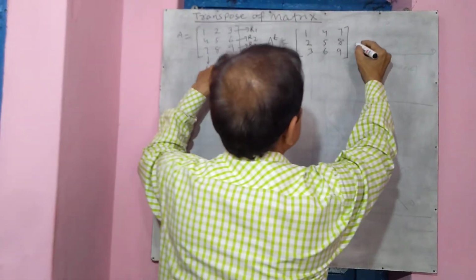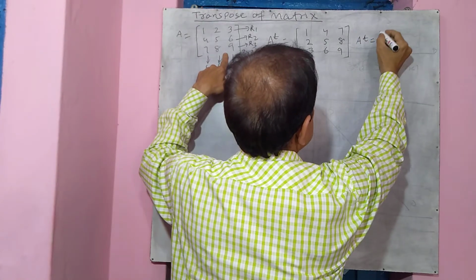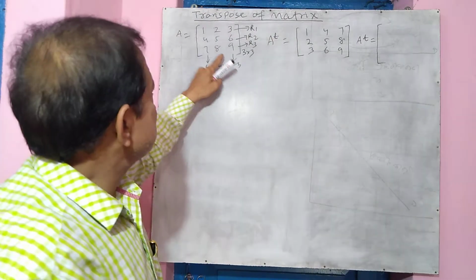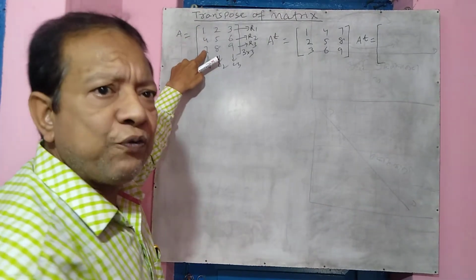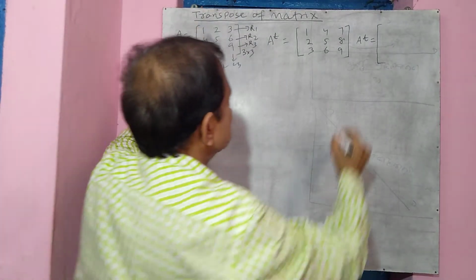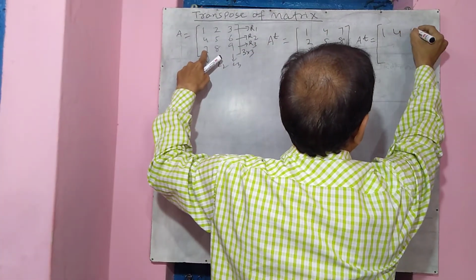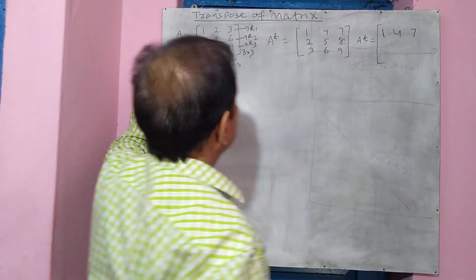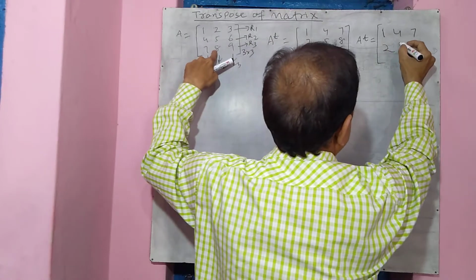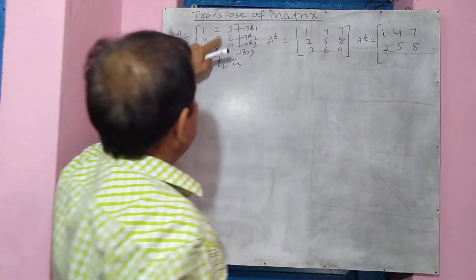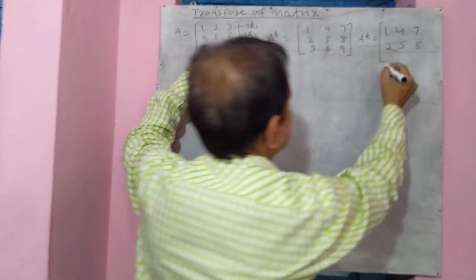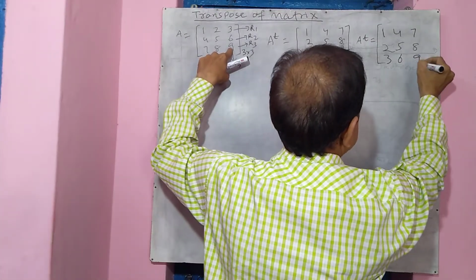Or I can also do it like this. I can change the columns into rows. I will change the first column to the first row. I write the first column, 1, 4, 7, as the first row. Then 2, 5, 8. I write the third column as the third row, that is 3, 6, 9.